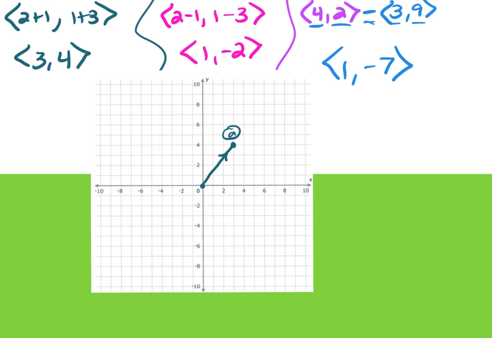B is 1, negative 2. So I'm starting at 0, 0. I go to the right one, I go down 2. That's B. And C is 1, negative 7. So I start at 0, 0. I go to the right one and I go down 7. And that's C.